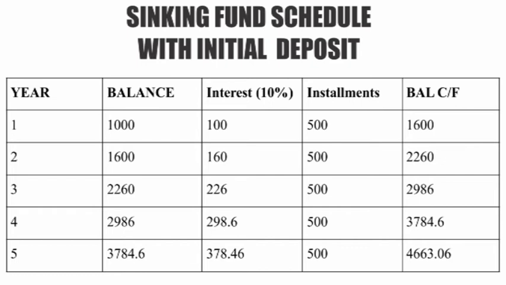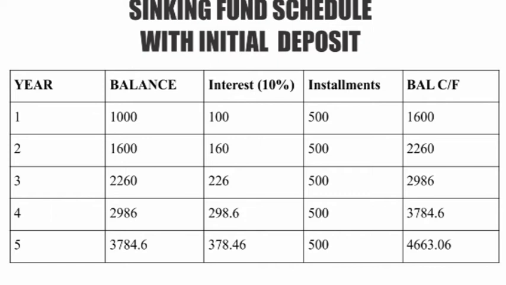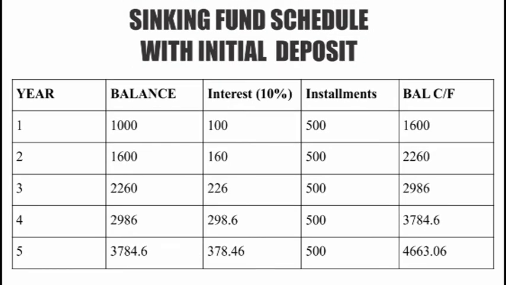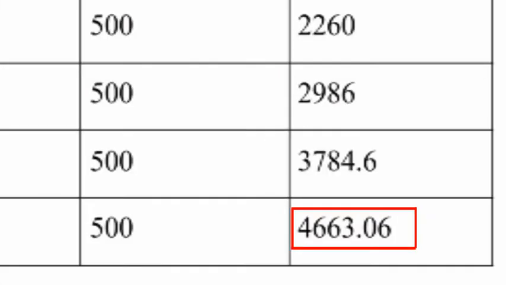So at the beginning of the second year, your principal or your balance will become the ending balance of the first year. That is 1,600. So the 1,600 will also earn 10%. That is 160, plus the 500 contribution. All will end up at the end of the period to be 2,260. So you continue the process until you come to the end. So what it means is that at the end of the fifth year, you'll be accumulating an amount of 4,663.06 to retire your loan.